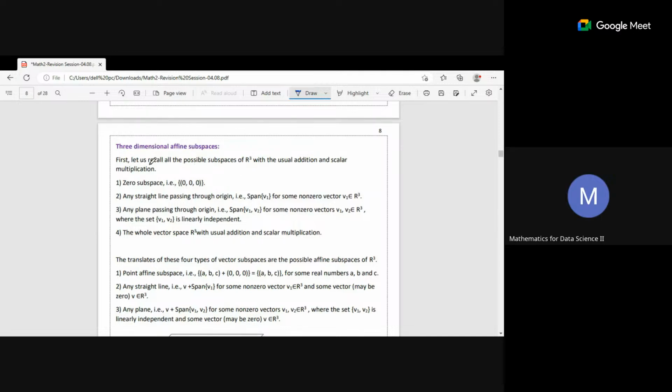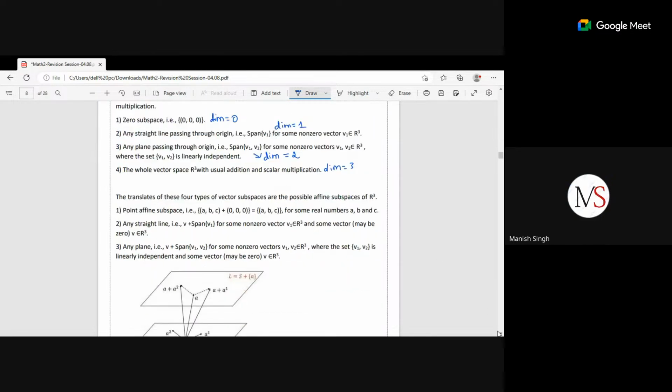Fine. So first, let us recall all possible subspaces of R3 with the usual addition and scalar multiplication. So in R3 also you have subspaces. What is the dimension of this subspace, which is just the origin? 0. Any straight line passing through origin again has dimension 1. And then any plane passing through origin, the span of 2 different vectors, has dimension 2. And the whole space R3 has dimension 3.